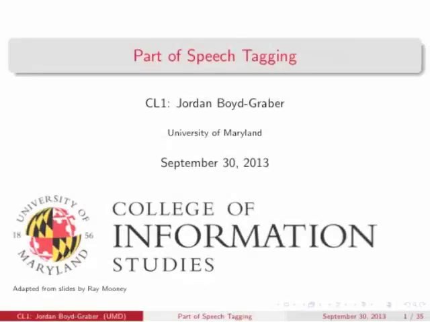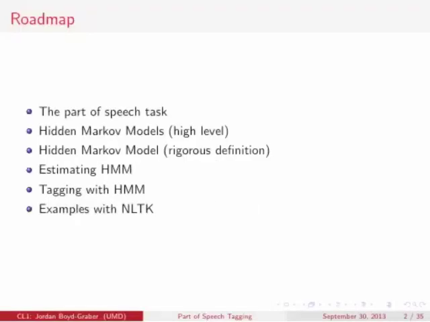Today we're talking about part-of-speech tagging. First I'll introduce the part-of-speech tagging task. I'll then talk about one particular model that allows you to do part-of-speech tagging called the hidden Markov model. We'll talk about how to estimate these models from text, how to apply hidden Markov models to arbitrary text, and then we'll work through some examples within NLTK so you can tag text with part-of-speech tags.